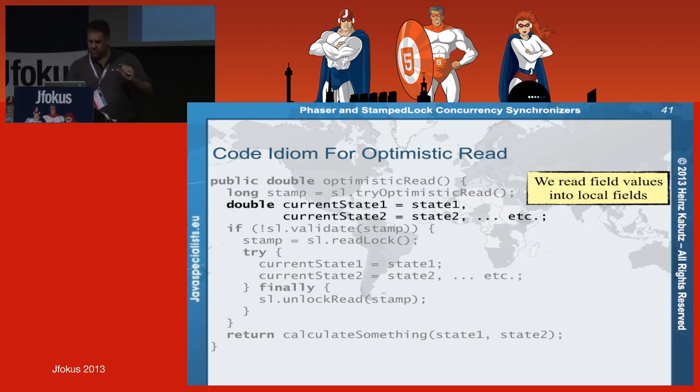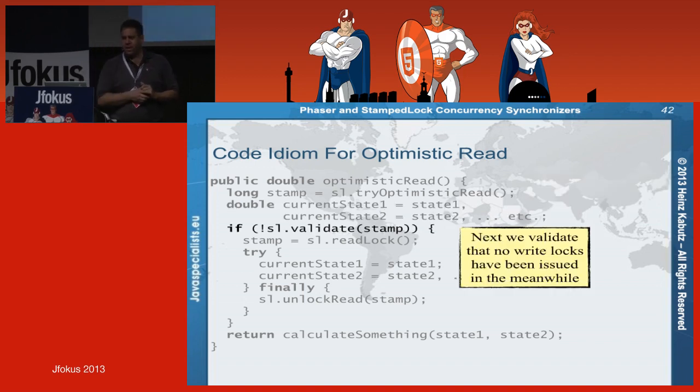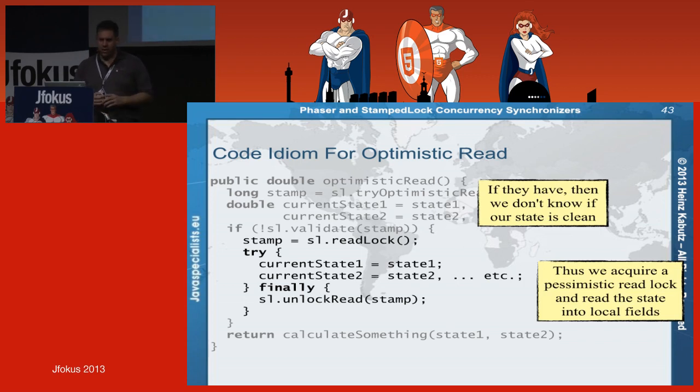So don't do a database call in the middle of that tryOptimisticRead, because you're never going to have success, or very seldom will have success. Which means you always have to go to pessimistic again. So you can see here, if not sl.validate, so if we weren't successful in getting the optimistic lock, and a pessimistic write lock has been granted, so an exclusive lock has been granted, then we basically default down to a read lock. So we say stamp equals sl.readLock, we read the state a second time, and then we unlock the read. And then we can use the data.